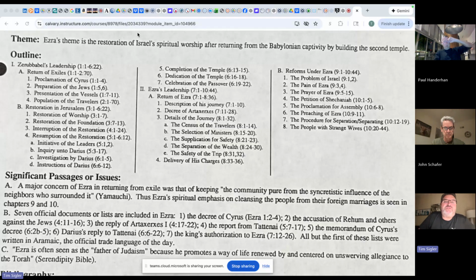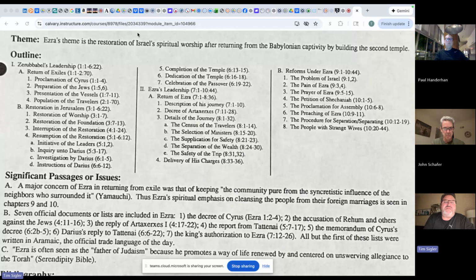And then Ezra's leadership, chapters 7 through 10, you have the return of Ezra, the description of his journey, the decree of Artaxerxes, whose name, of course, is spelled various ways, including chopping off the first 4 letters and just calling him Xerxes, and the details of the journey, the census of the travelers, the selection of the ministers, the supplication for safety, the separation of the wealth. Maybe I got too much of an alliteration kick here, but the safety of the trip.